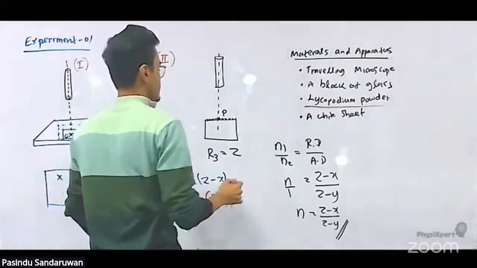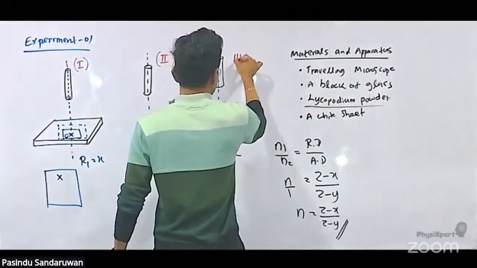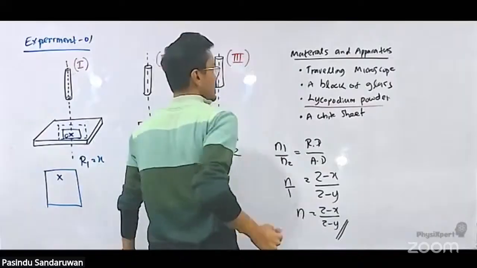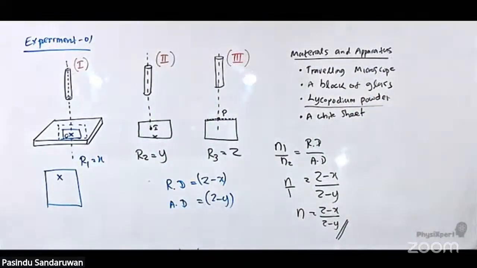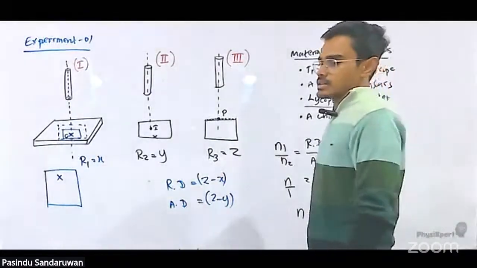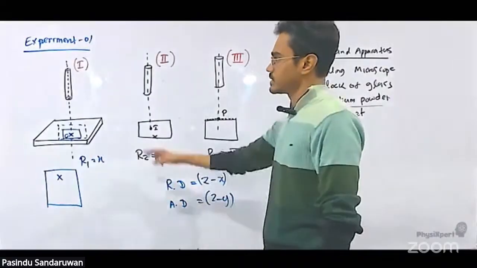Within brackets R3 equals Z. Right. Now, take this down.